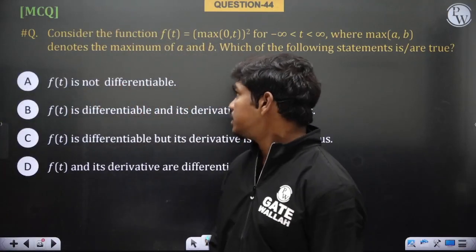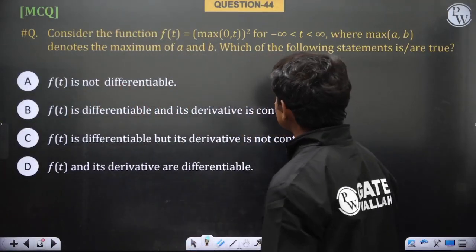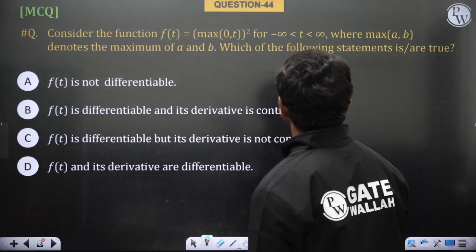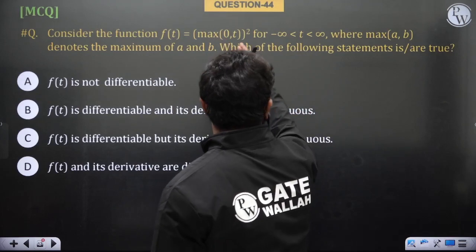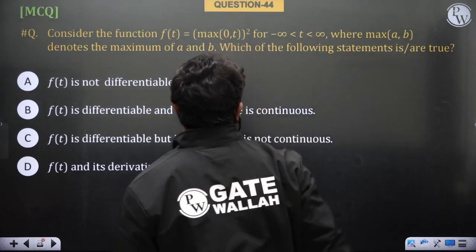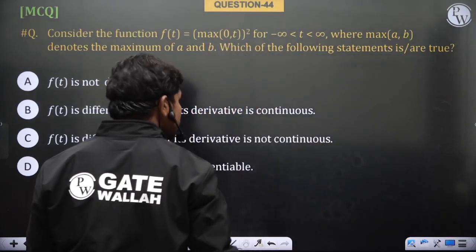So let's solve this question. Consider the function f of t is equal to (maximum of 0 comma t) whole squared, for minus infinity less than t less than infinity. So this is the maximum function, right? Maximum of a comma b denotes the maximum of a comma b. Which of the following statements is or are true?